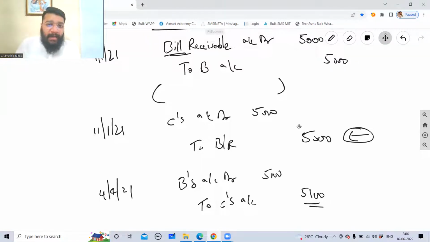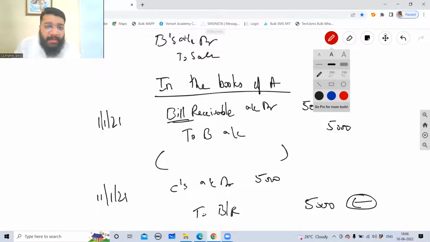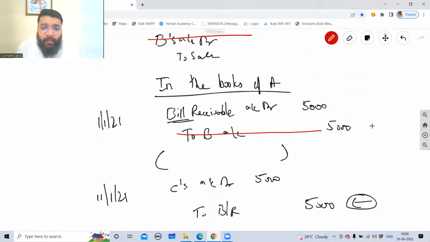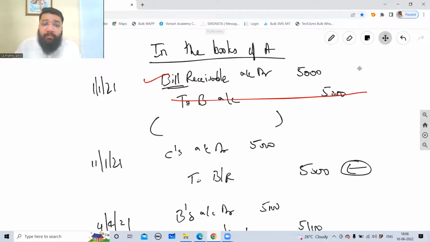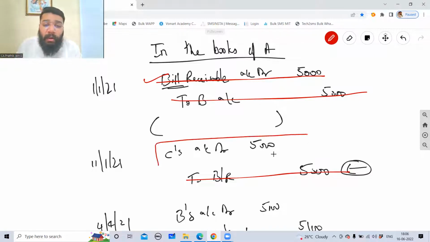Please understand, had I put a sale entry here, the sale entry would have been B's account debit to sale. But this B's account got closed when a bill of exchange was issued. So B's account was closed, and bills receivable was opened. Then this bills receivable was closed because I transferred it to C. And at that point of time, not only bills receivable got closed, even C got closed.